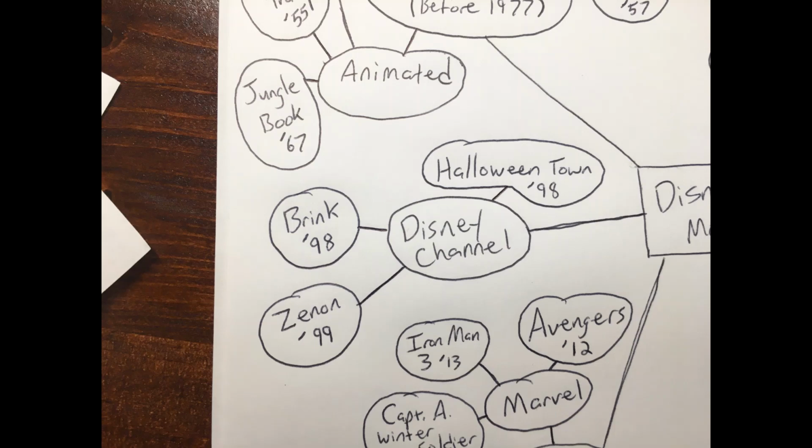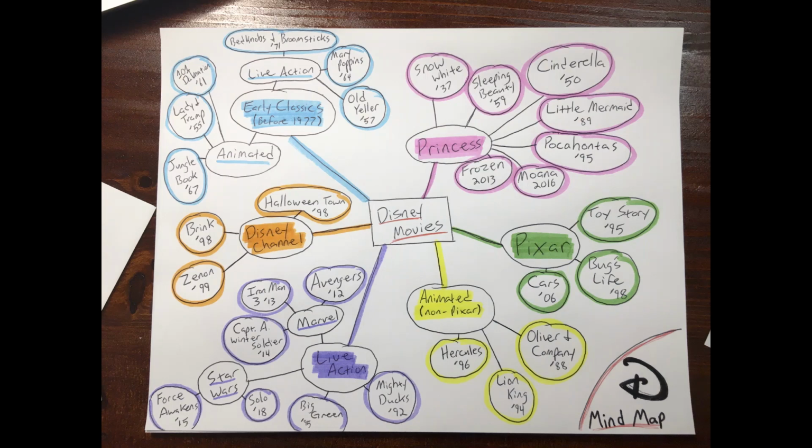And then just for fun with the Disney Channel, some crowd favorites here. We've got Halloween Town, Brink, and Zenon, Girl of the 21st Century. Now, we could stop there. But we're going to want to take our highlighters and we can color code this thing to make it not only visually represented, but now I can see it literally in color.